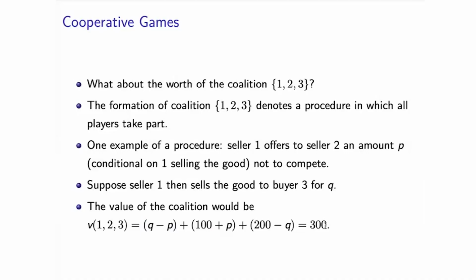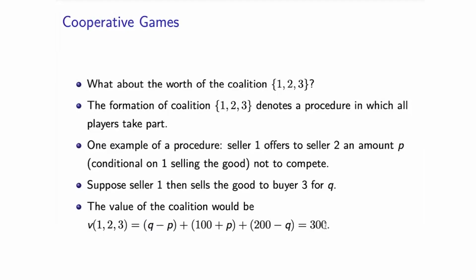You can think of other stories. So, for example, instead of seller 1 offering to seller 2, you can have seller 2 offering to seller 1. Similar things will happen. What happens if they just end up competing against each other without making any side deals? You can think in this case that probably the price might be driven down to 100, right? And then you can end up with 100. So again, the total surplus is again 300, right?